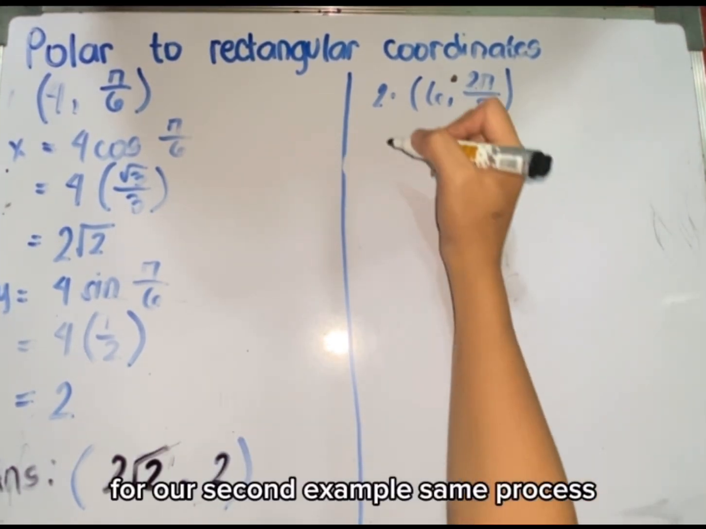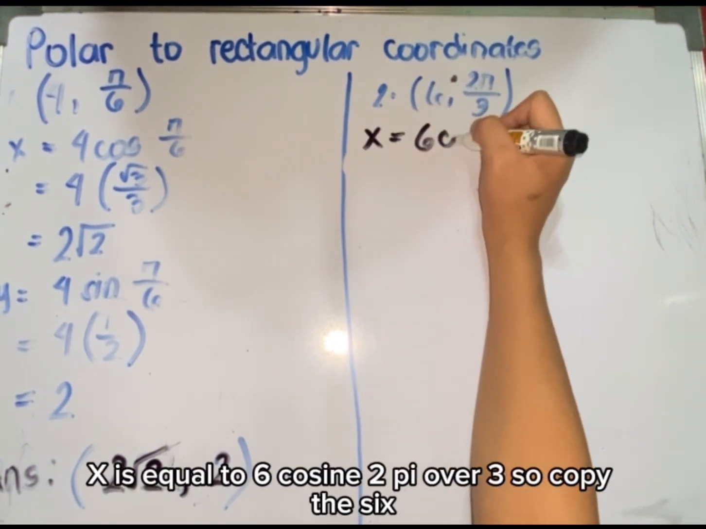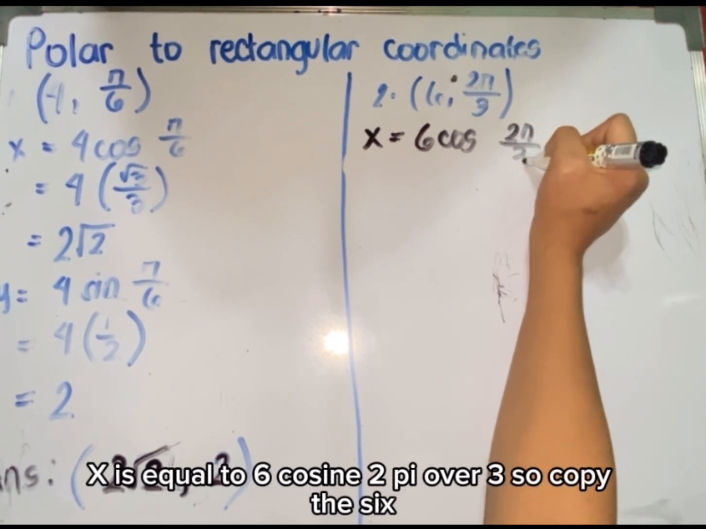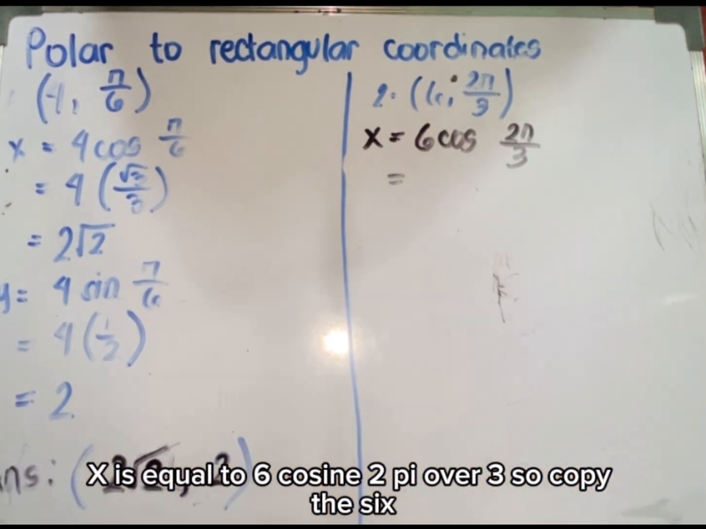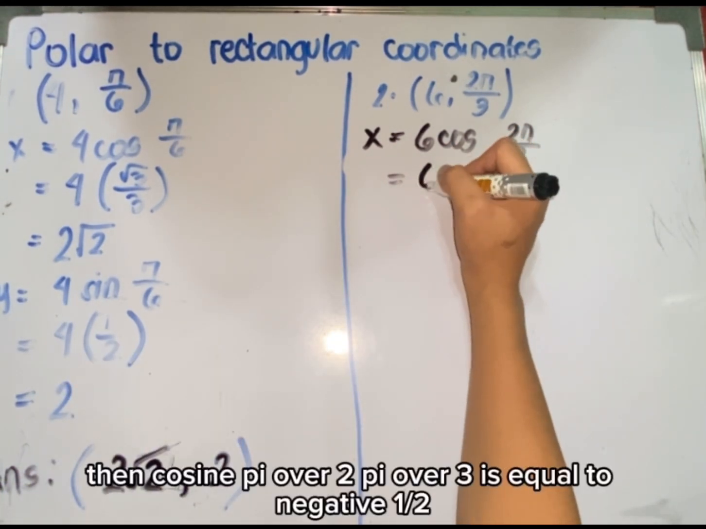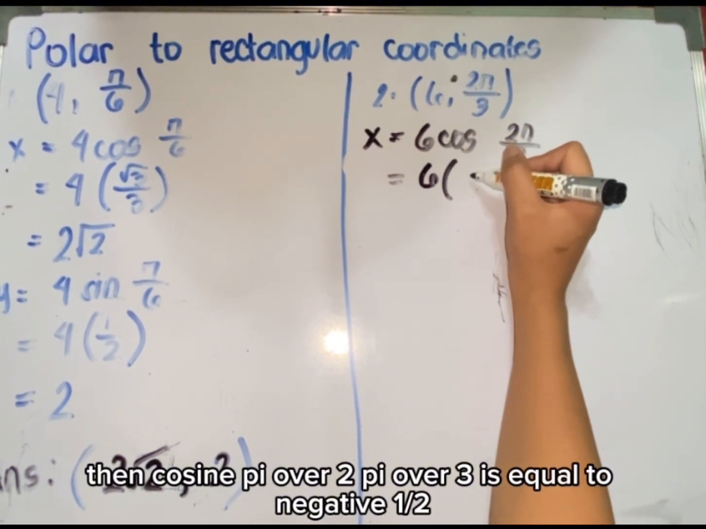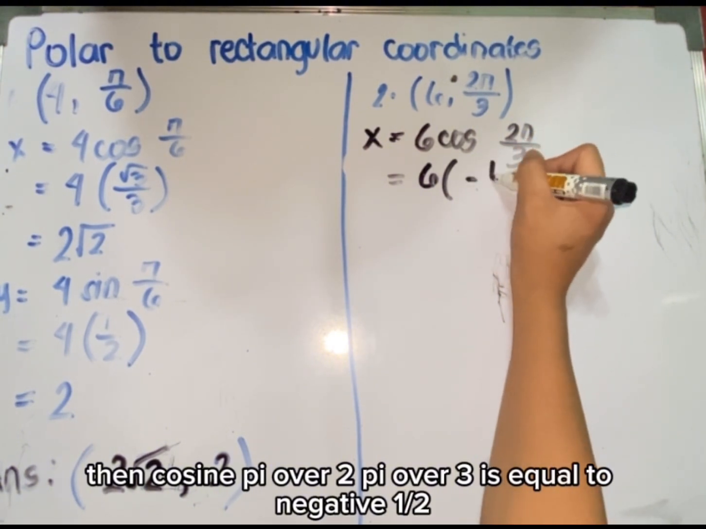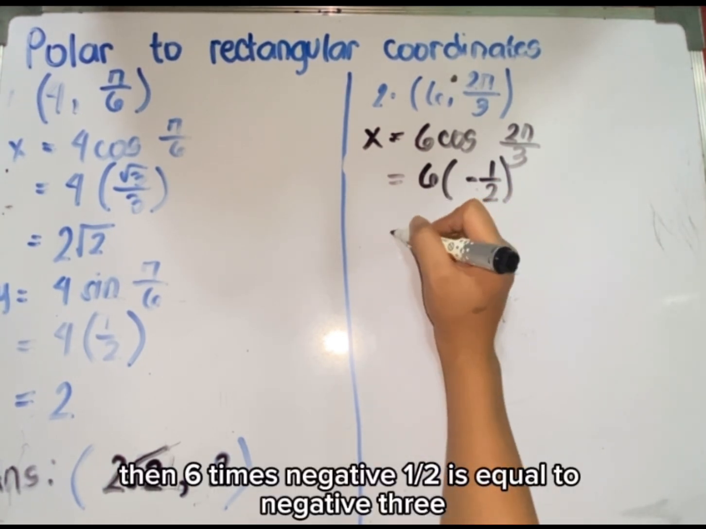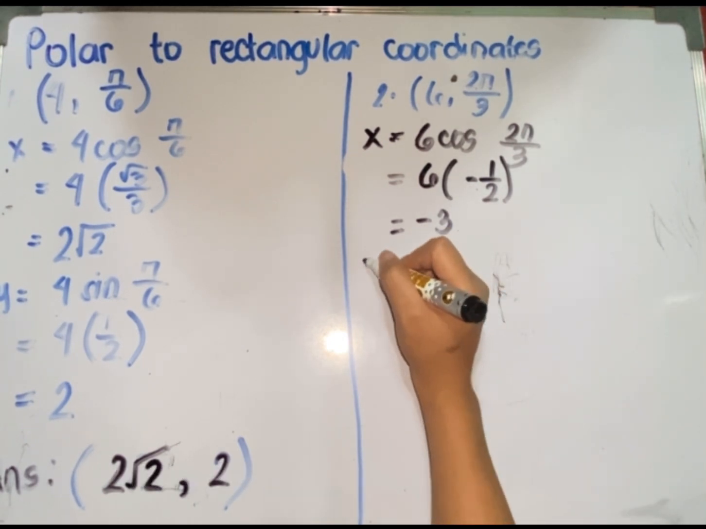For our second example, same process. x is equal to 6 cosine 2 pi over 3. So copy the 6. Then cosine 2 pi over 3 is equal to negative 1 half. Then 6 times negative 1 half is equal to negative 3.